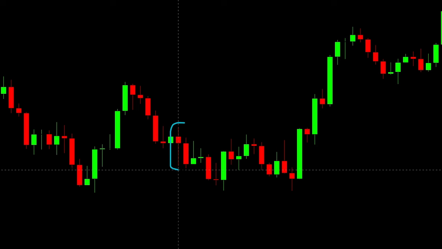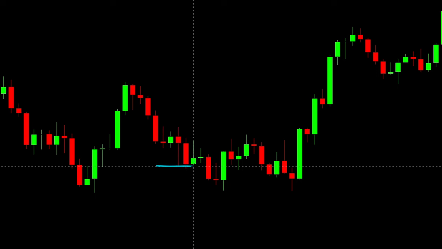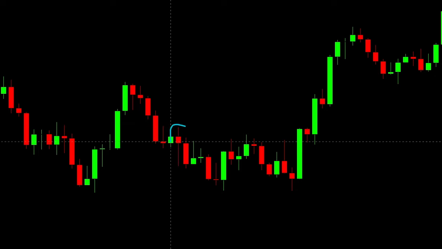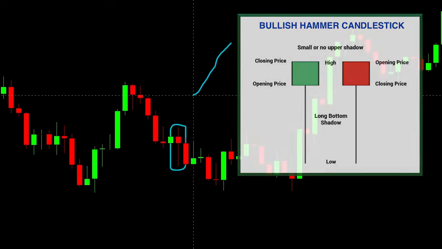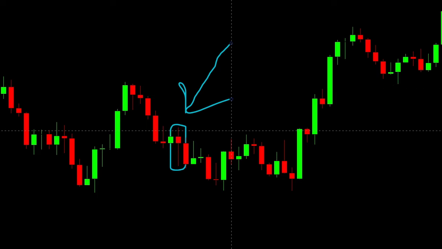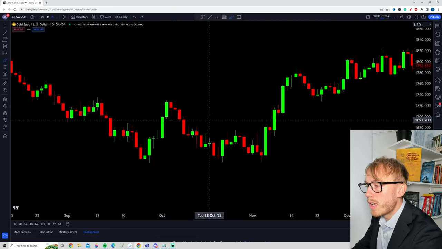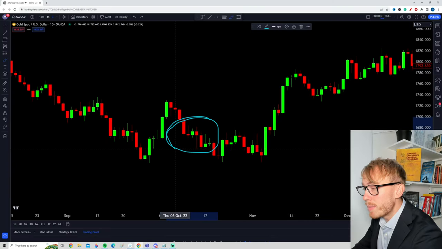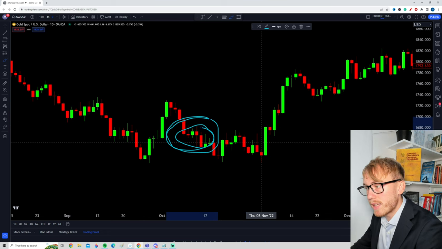You can see that on this red candle, we saw a pretty long lower wick, indicating that the sellers might be losing some momentum. And as you can see, this one is actually pretty similar to the hammer pattern. However, what is very important about this candle is that it appeared in the middle of nowhere. And when a candlestick appears in the middle of nowhere on the chart, we usually want to completely avoid that candle.